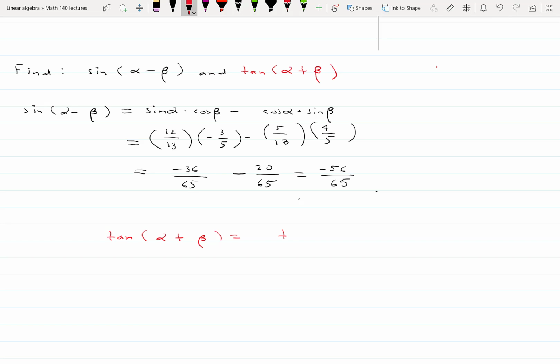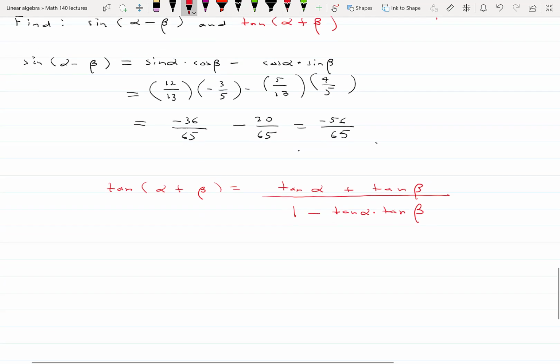We would have the tangent of alpha plus the tangent of beta. So this is not correct. But the formula for the tangent of alpha plus beta starts out with this common mistake. You can start out with distributing: the tangent of alpha plus tangent beta. But then we have to divide by something. We divide by 1 minus, and then multiply tangent of alpha times tangent of beta.